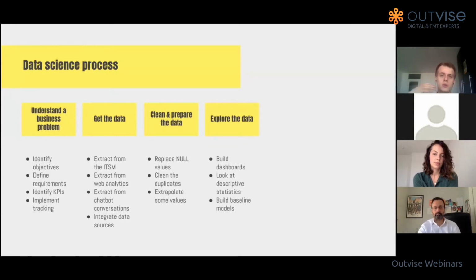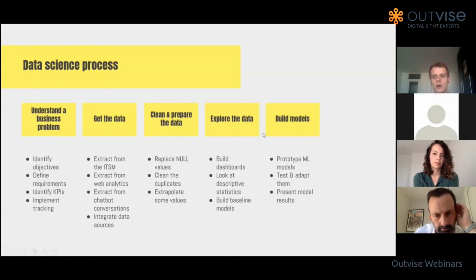You would look at descriptive statistics of your data, maybe even build some baseline models, very simple models, let's say linear regressions, to have some basic understanding of where the main trends in your data go. In the next step, the real AI part, so to say, comes in, where you would prototype machine learning models. You would test them in a real environment and adapt them if necessary.